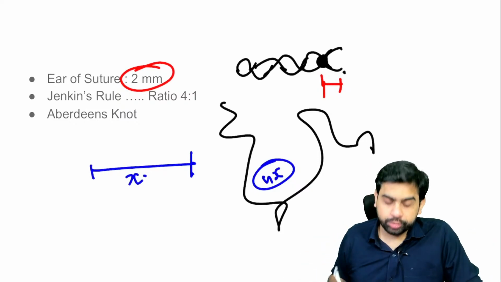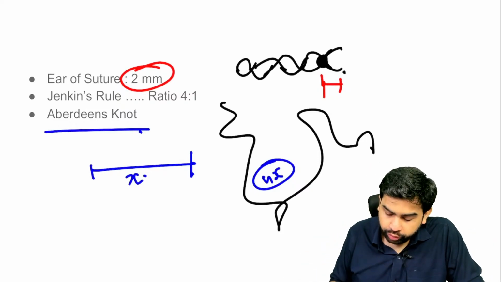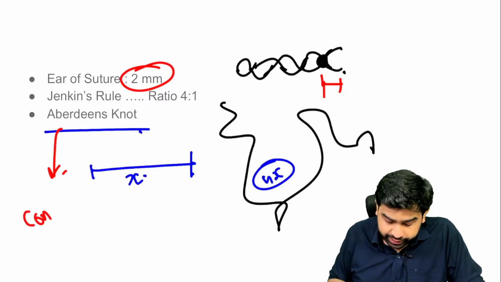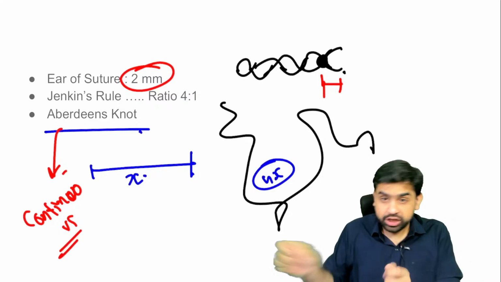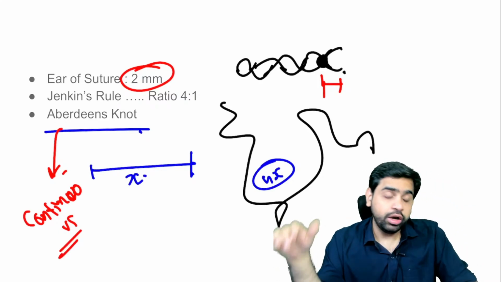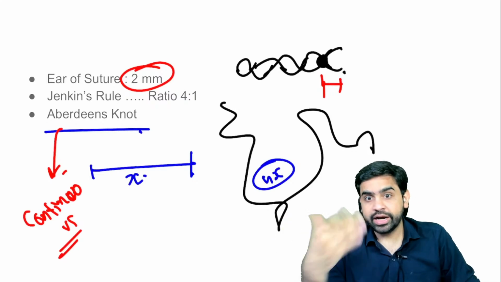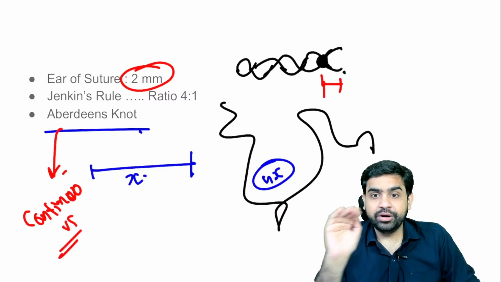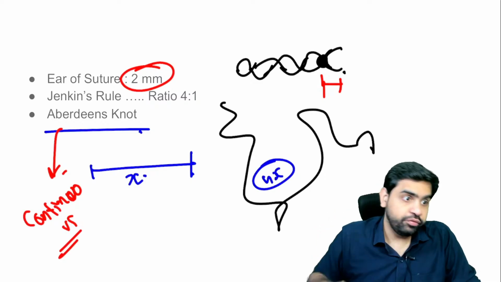Okay, then there is something which is called an Aberdeen knot. Where do you use this Aberdeen knot? Anybody? You basically use it in the continuous suture. Whenever you are taking a continuous suture, you have to place an Aberdeen knot so that the continuous suture doesn't open up very easily. So that is what you need to understand about the Aberdeen knot and the continuous suture. I hope you have understood this point, guys.